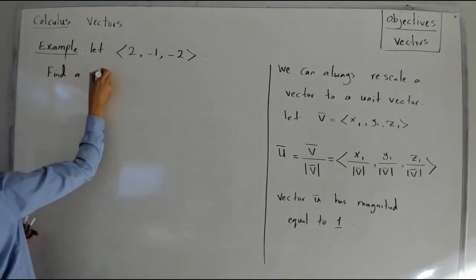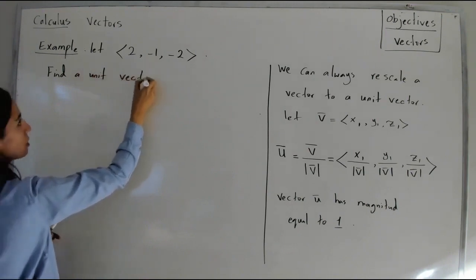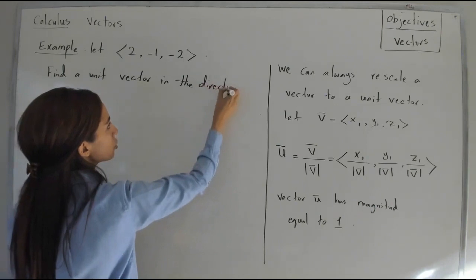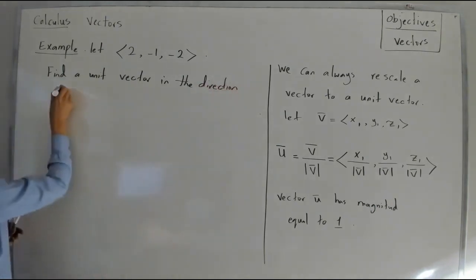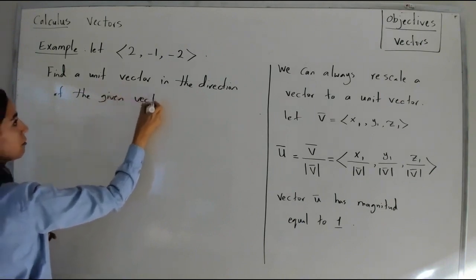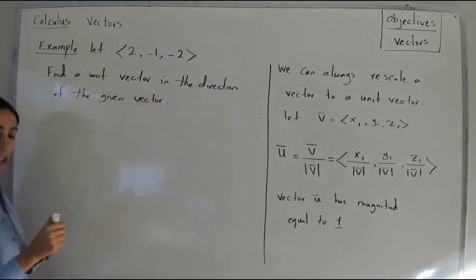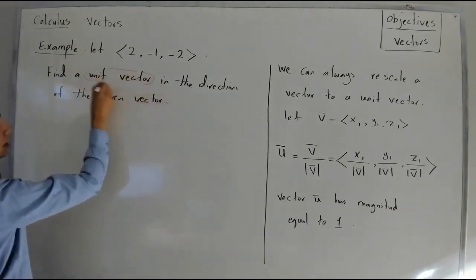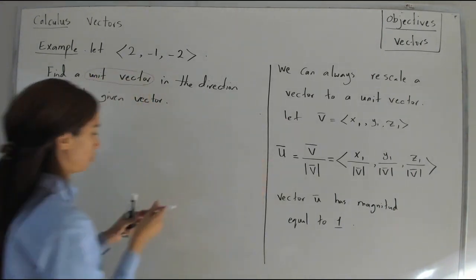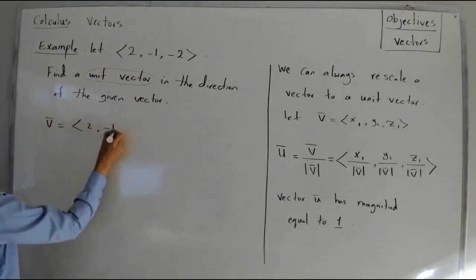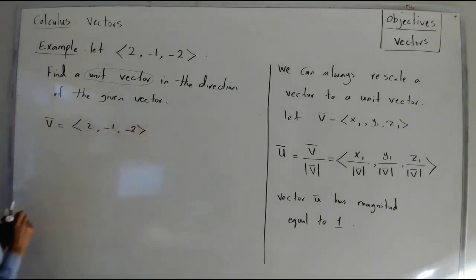Find a unit vector in the direction of the given vector. So the key word here is unit vector. You're interested in finding this vector u. So suppose v is our vector here, 2, minus 1, and negative 2.